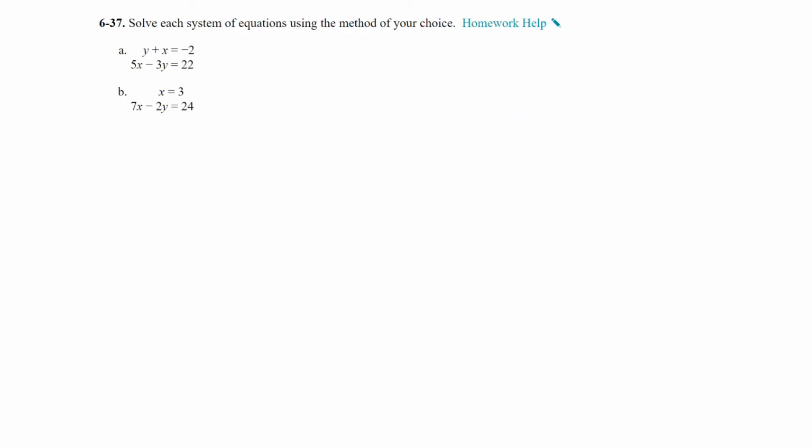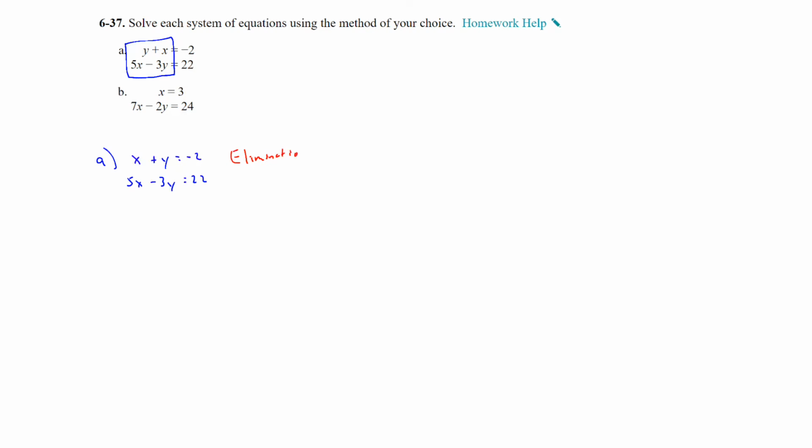Question 37, solve each system of equations using the method of your choice. So we're going back to solving systems. On part A, it looks like it is set up for elimination, but could definitely be used in substitution. My only issue here is my x's and y's are not lined up. So I'm going to rewrite the first equation where it's x plus y is equal to -2. And then that way I can just leave this second equation alone.